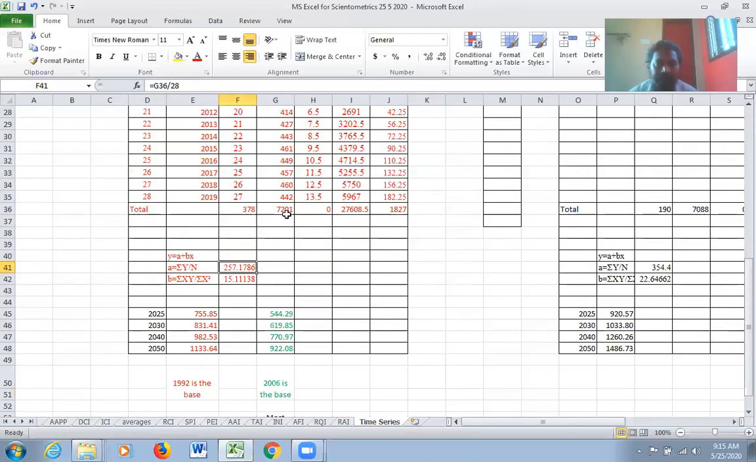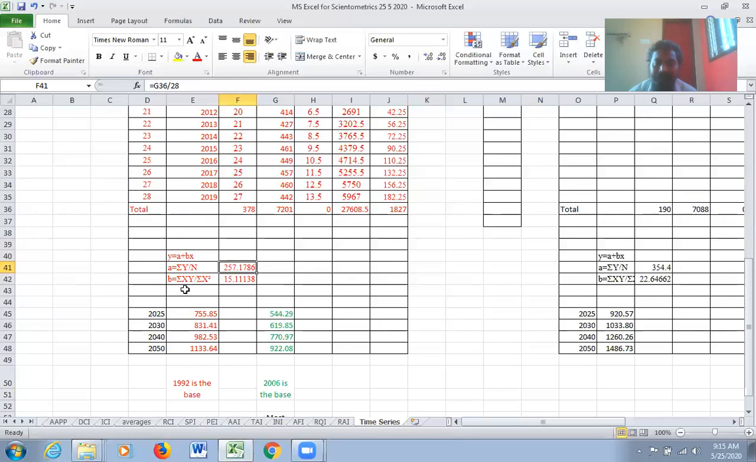What is sigma Y? G36, 7201, divided by N. What is N? Number of years. How many years? 28 years. So 7201 divided by 28, you get A: 257.1786. So A value is calculated. Let us calculate B value.